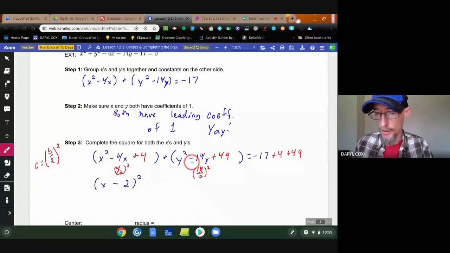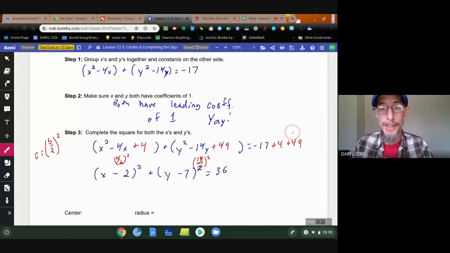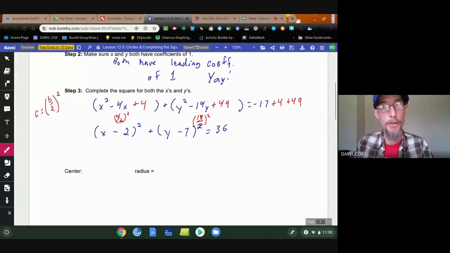So here, on the next one, I'm going to do y. I'm going to say, okay, square root of 49 is 7. And I'm going to take the sign of the b term, negative, and square it. And then on this side, I'm just going to add all that together. So 49 plus 4 minus 17 gives me 36. And now we've got our equation of the circle, which means now I could find my center and radius.